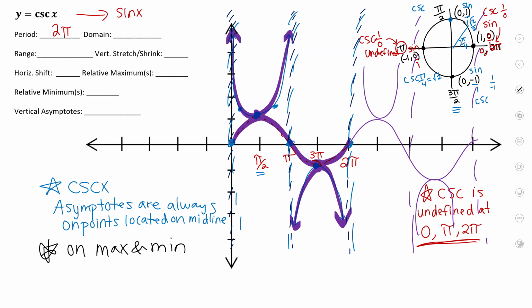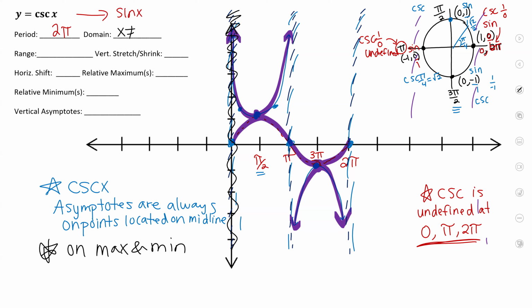Okay, let's answer the rest of the questions. We want to know what the domain is. So your domain is, your first asymptote is right here at 0. So x cannot be here. And what's the distance between here and the next asymptote? Yep, pi. So x cannot be any multiple of pi. So I'm going to put an n there. n is an integer. Please write that down.